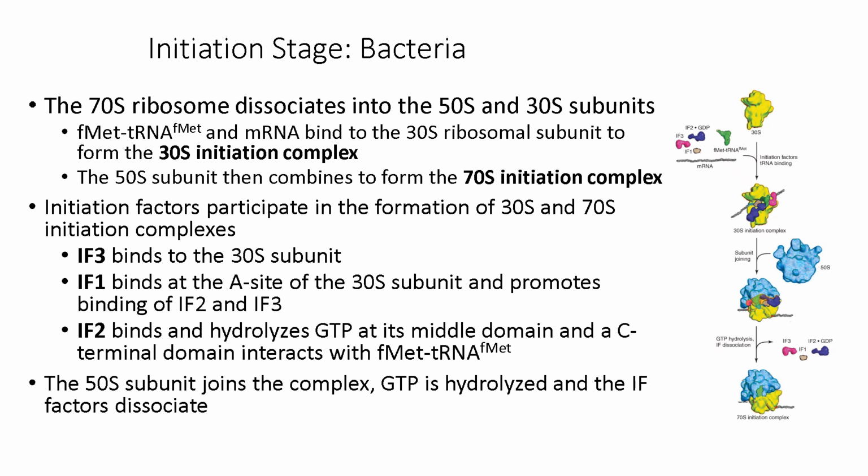Initiation factors play key roles. IF3 binds to the 30S subunit. IF1 binds to the A site and helps position IF2. And IF2 hydrolyzes GTP to assist with the binding of fMet-tRNA-fMet. Once the large subunit joins, GTP is hydrolyzed and the initiation factors are released, completing the initiation process.